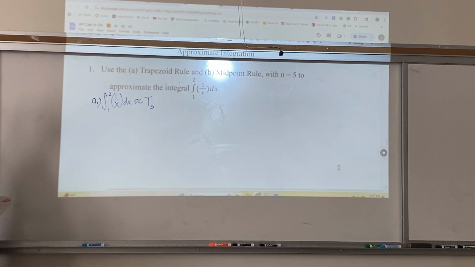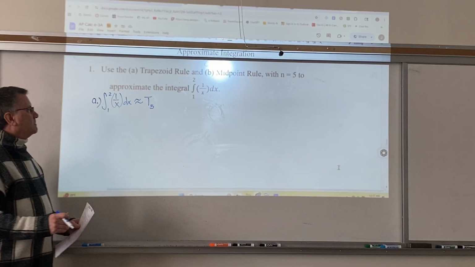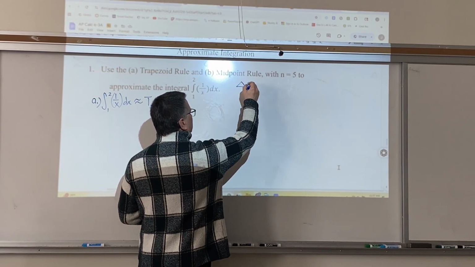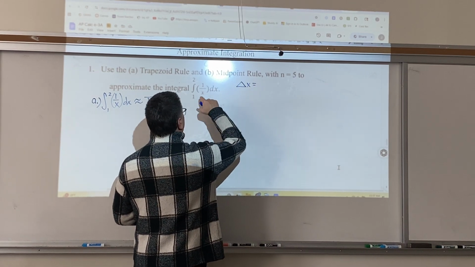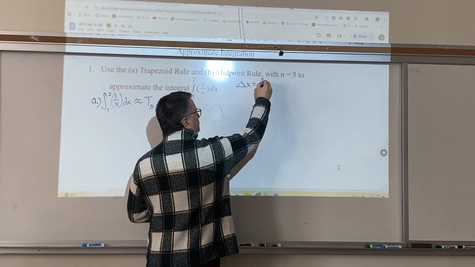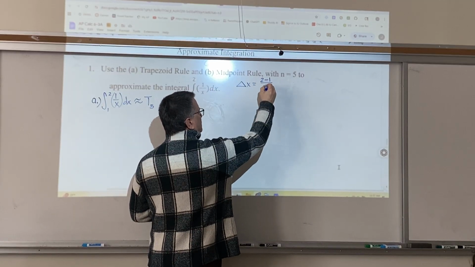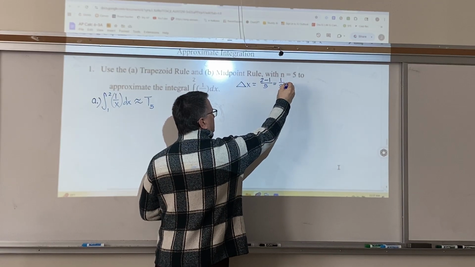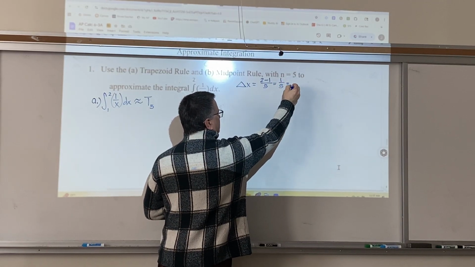I have to figure out what the width of each one is going to be. The change of x is going to be 2 minus 1 over 5, so that's going to be 1/5. If you like decimals better, that's 0.2.